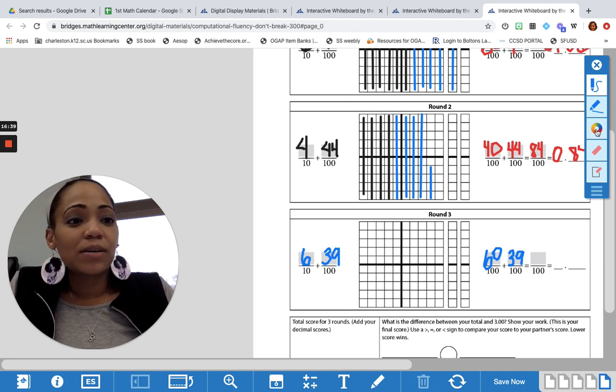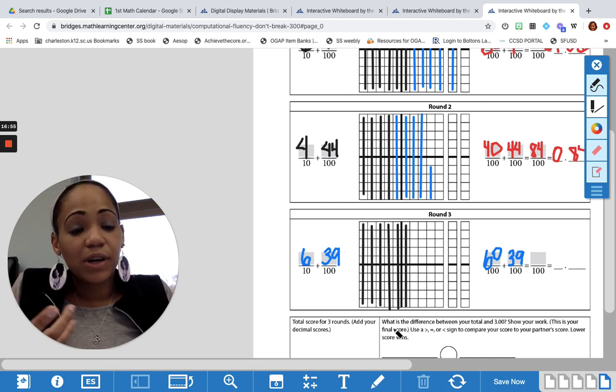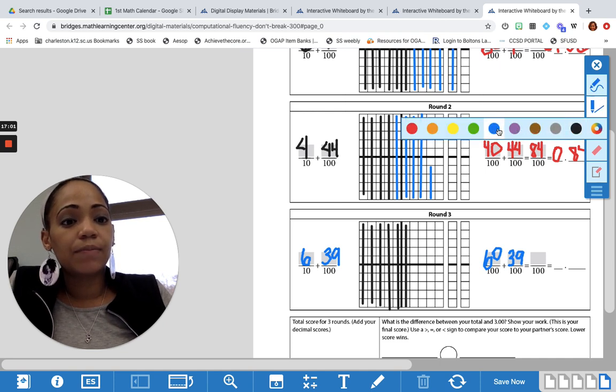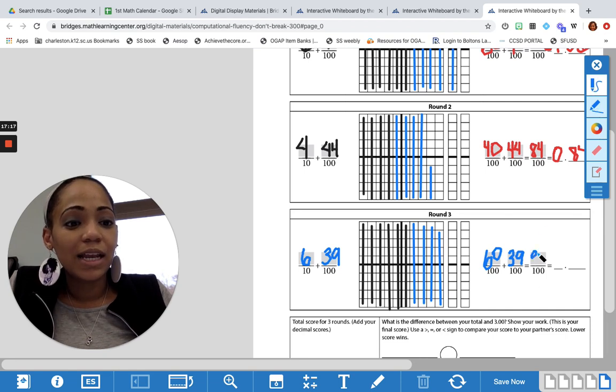So now let me show it on my grid here for you guys, just for those of you who are still struggling or may need some more support. I'm showing my 6/10 first. So here's 1, 2, 3, 4, 5, and 6. And that dark line in the middle just helps you see groups of 5 easier. And then I can show my 39. Got 1, 2, 3, and 9. We're really close to a whole here. So 60 hundredths plus 39 hundredths gives me 99 hundredths.